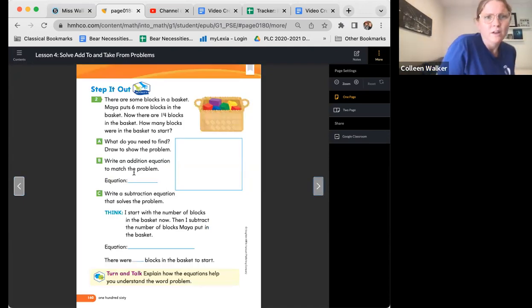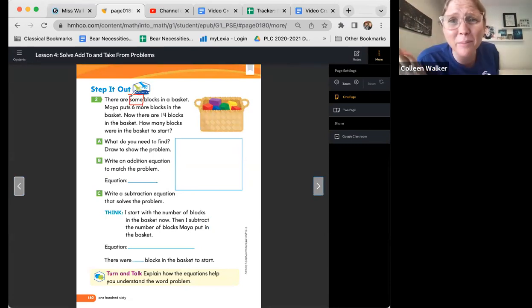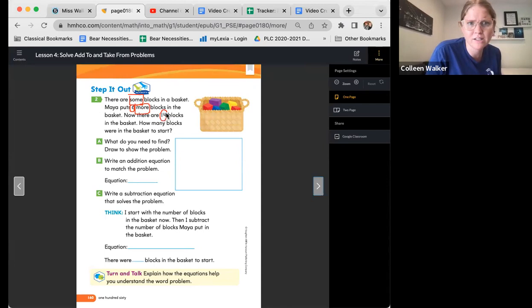All right, so number 2, it says there are some blocks in a basket. Some is a key word. I'm going to put a box around it. We don't know how many blocks. Maya put 6 more, circling 6, boxing more blocks in the basket. Now there are 14 blocks in the basket. How many blocks were in the basket to start?